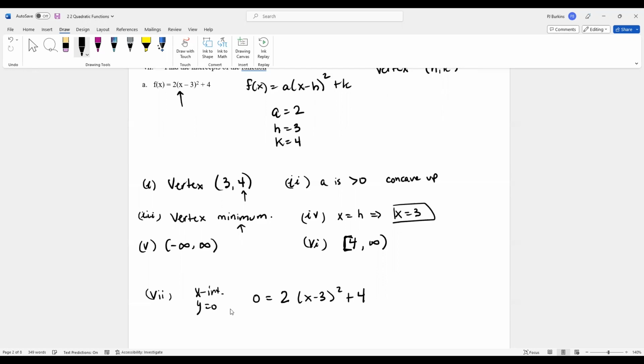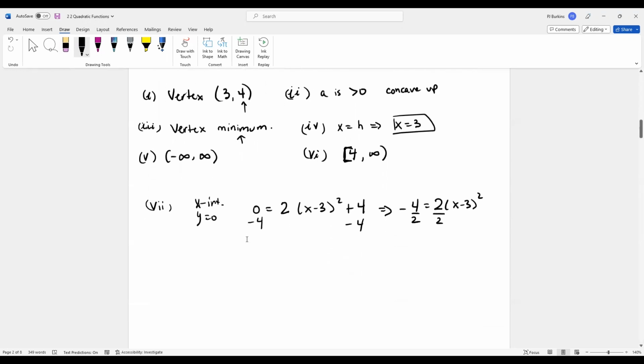Now, when this is in this form, it's a little easier to solve. Right, I can subtract 4 from both sides of the equation. So negative 4 equals 2 times (x minus 3) squared. Divide through by 2. So we have negative 2 equals (x minus 3) squared.